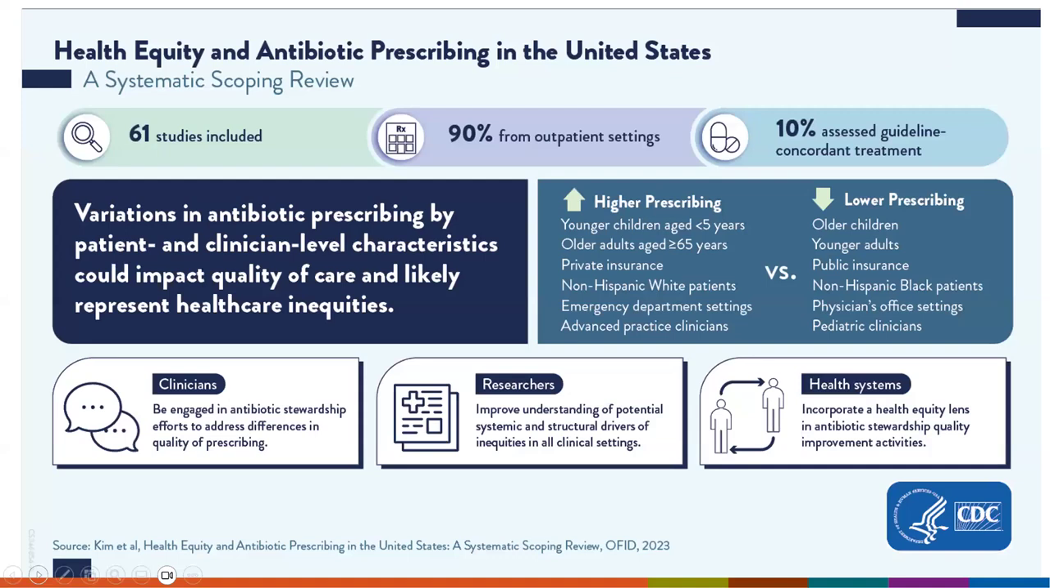In an effort to ensure that all patients receive antibiotics appropriately, CDC recently published a scoping review that identified variations in antibiotic prescribing with patient and clinician level characteristics. The majority of these data are from outpatient settings with limited published data on the inpatient setting. It's something that we hope that we can fund in the future. Next slide.